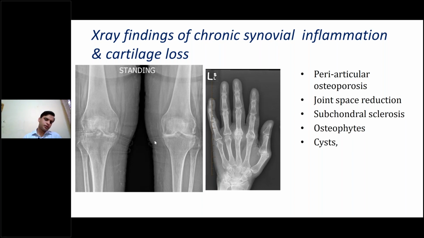And if the inflammation persists for a long period, then there may be subchondral cysts also. For example, in this area one area of radiolucency is visible, and in the periphery this is also visible.